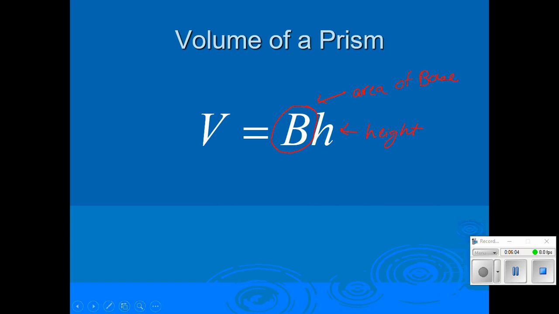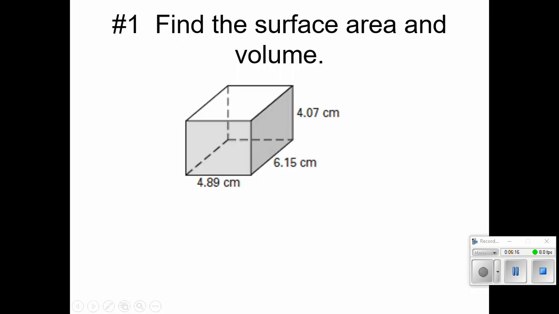So if it's a rectangle, it's no big deal. Length times width and then multiply by the height. But if it's a triangle, we can't use that formula like we did for rectangular prisms, okay? So this is our formula we're going to use, and surface area we're going to use. Let's do a couple. Okay, let's find the surface area and volume of this figure.